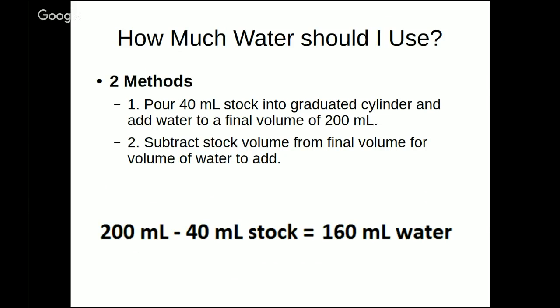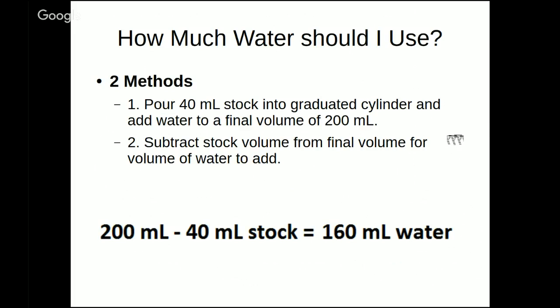Now with this technique, I've got 2 ingredients. I've got a stock solution and I've got water. So this begs the question, how much water should I use? Well, there's 2 ways to figure this out. First way I think is the easiest. You're going to take that stock solution, you're going to pour it into a graduated cylinder. In this case, it's 40 mils of stock solution. And you're going to add water to it until it comes up to your final volume. In this case, you were trying to make 200 mils of solution total. So you just add water until it comes up to the amount you want.